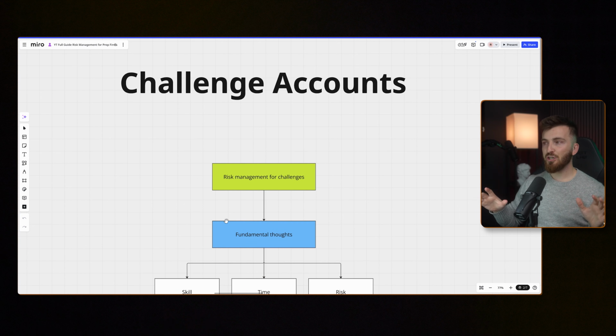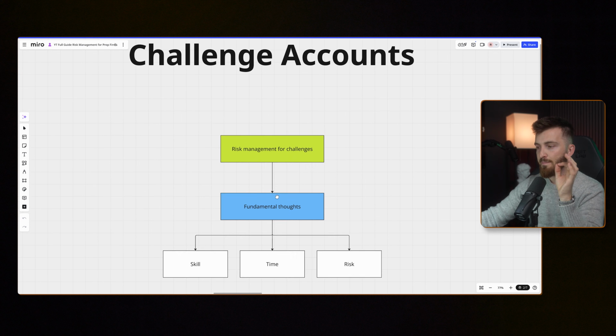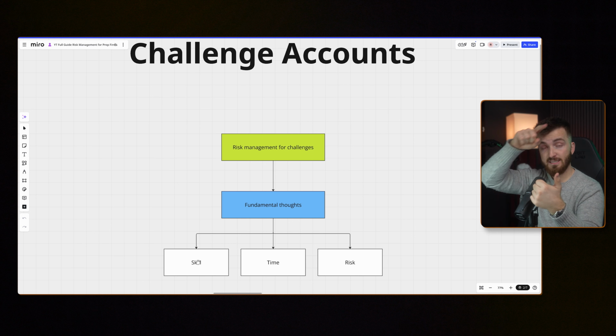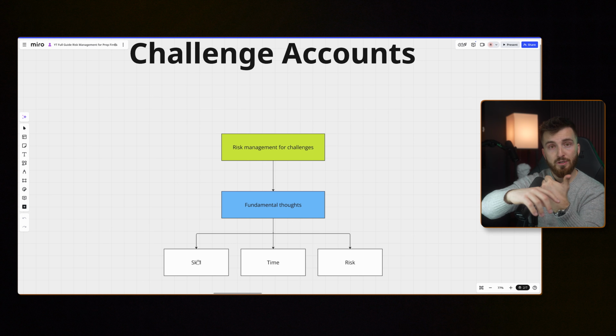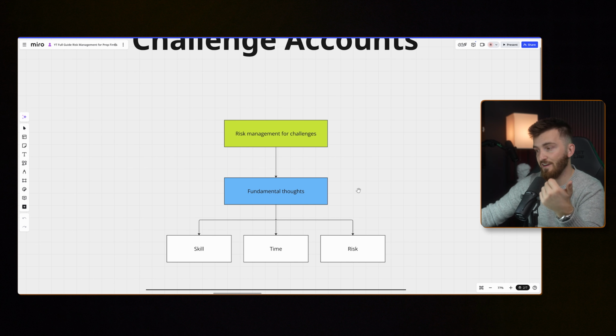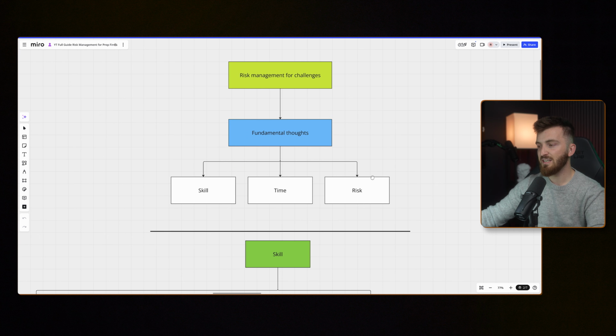Now, for the risk management of challenges, you need to think about some fundamental thoughts, which are skill, time, and risk. Right? Skill is the profiles that we've talked about. Are you the student? Are you the profitable with no payouts, or are you the profitable with payouts, right? Then we have time. Do you want to go faster? Do you want to go slow? And then we have risk, which is going to be what you will receive at the end.